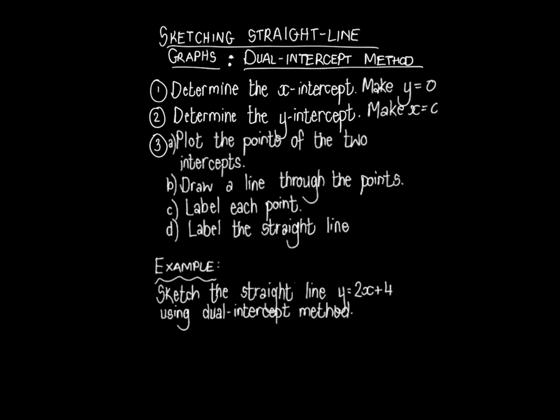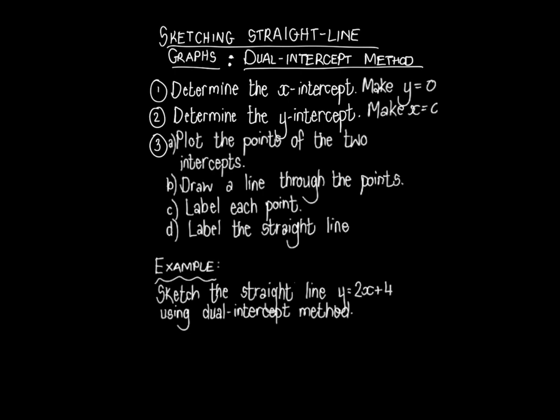And so you plot the points of the two intercepts. That's the first step. After that, draw a line through the points, label each point, and label the straight line. So we're going to have a look at an example together just now. It says, sketch the straight line y equal to 2x plus 4 using the dual-intercept method.